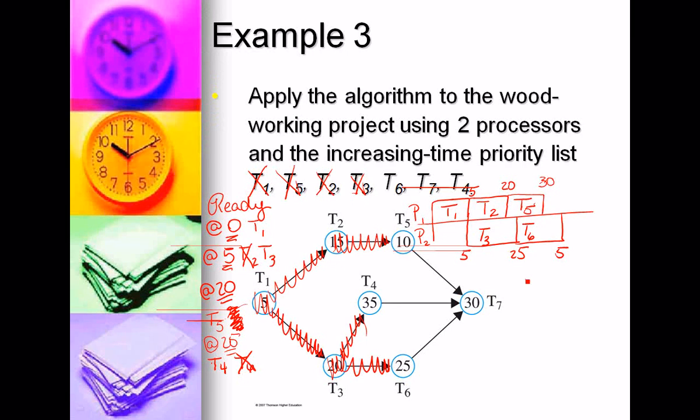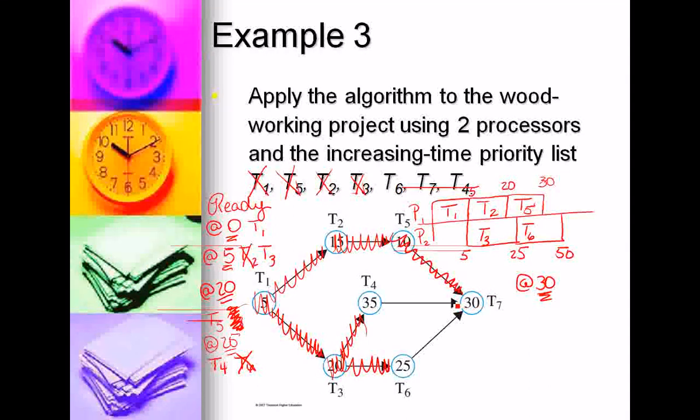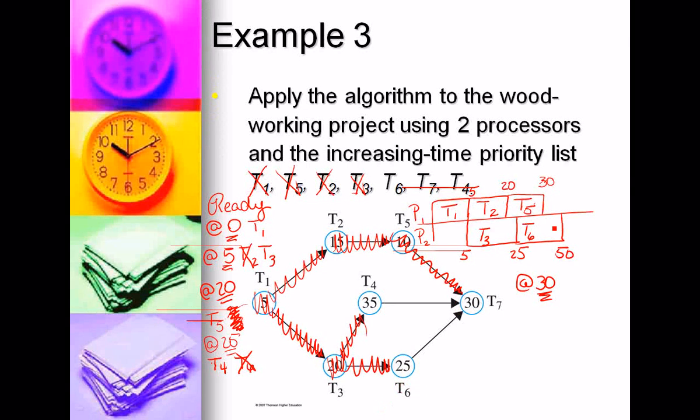Now I'm looking at what is ready at 30 minutes. At 30 minutes, 1, 2, 3, and 5 are finished. So T4 and T6 are ready. T6 is already scheduled, so the only thing that is ready for that 30-minute time slot is T4. T4 is 35 minutes, so that takes us out to 65.